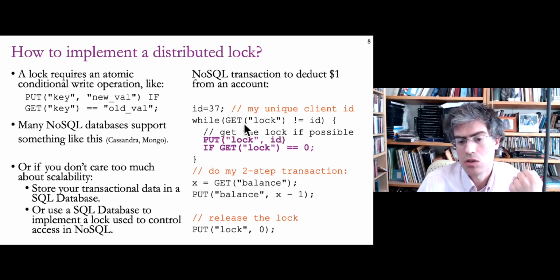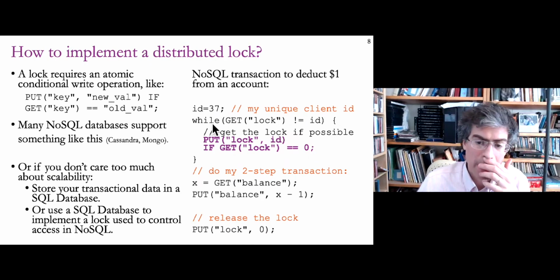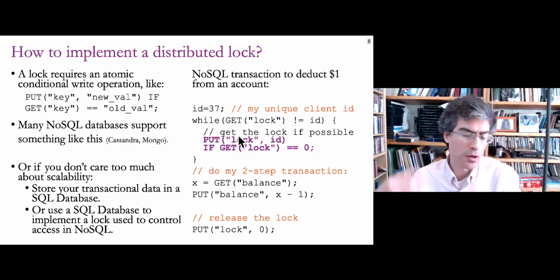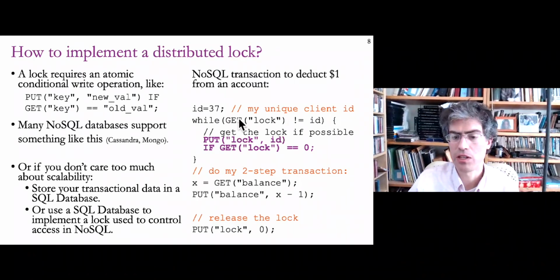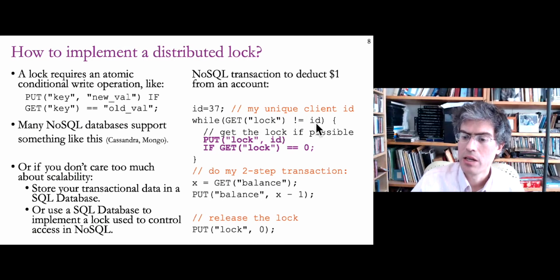So the value should be, if the value is equal to 0, then no one has the lock. If the value is equal to your own ID, then no one else should be able to access the lock. So the way this works is you have a loop that reads the value of the ID, and when it's not equal to your own, in other words, you're not holding the lock, then you try to acquire the lock.